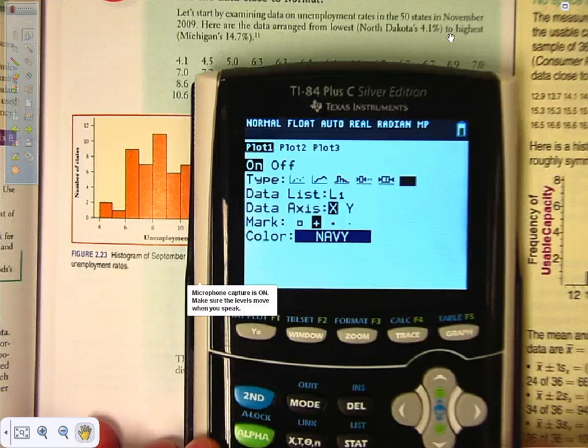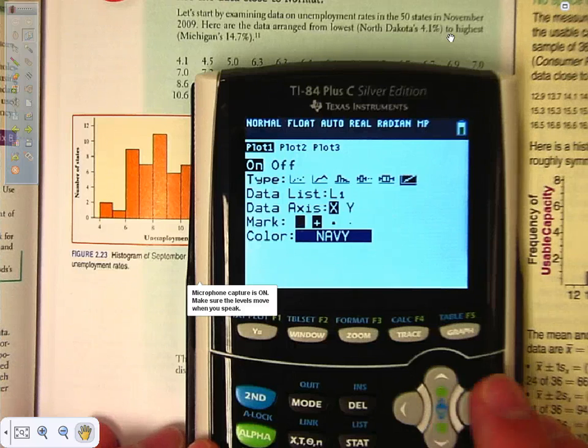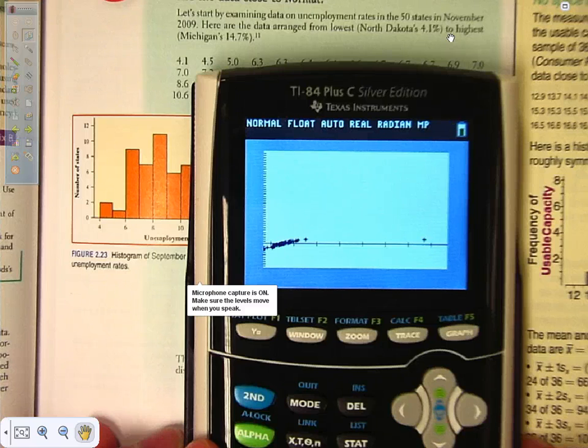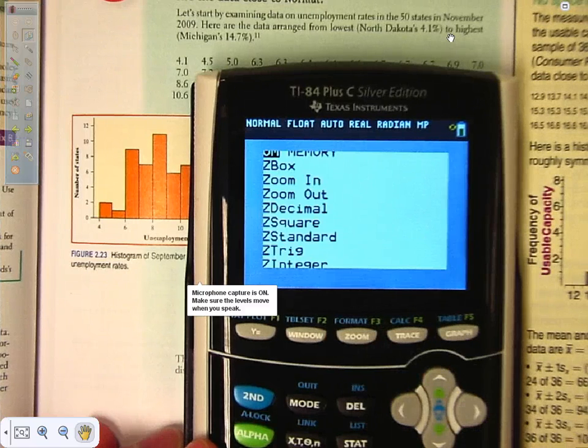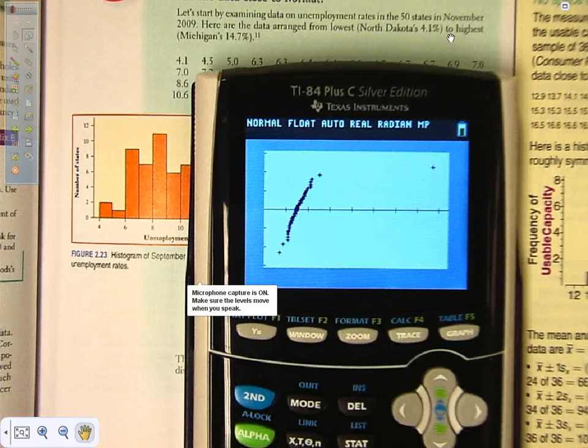Your data list is in list 1. Your data axis is going to be the x-axis. We can mark it with pluses or circles or dots or whatever you want to do. I'm going to Zoom 9 that. Okay? And there's your normal probability plot. And as a matter of fact, that's a pretty straight line, not very curved at all. So we actually probably could fit, which means that our histogram window was really terrible.